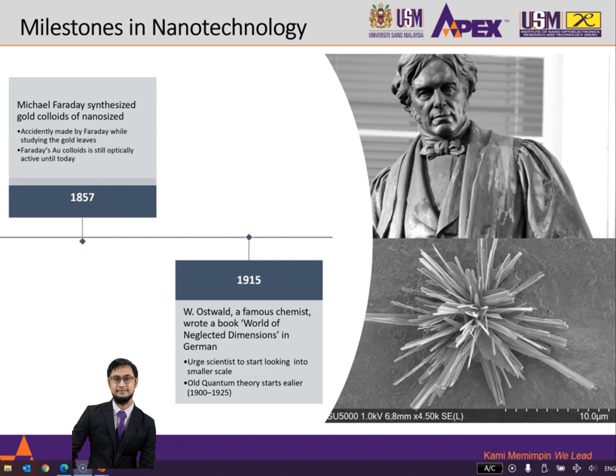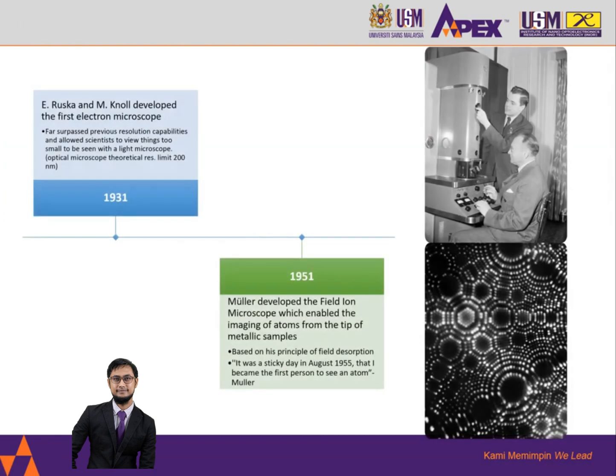In 1915, Wilhelm Ostwald, a famous chemist, wrote a book with the title World of Neglected Dimensions in the German language. In the book, he urged scientists at the time to start looking into the smaller scale. At that time, the main focus was on the old quantum theory, which ran from 1900 to 1925. So many scientists were focusing on the theoretical parts of quantum mechanics and creating new experiments to prove or explore quantum mechanics.